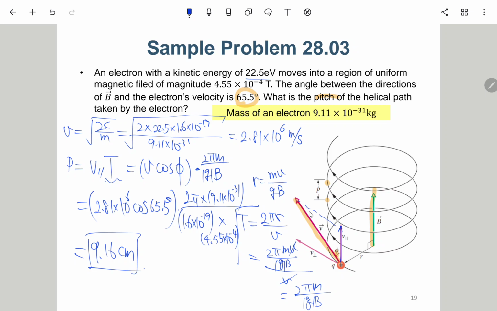What we need to do is distinguish. Okay, this is the V parallel. V parallel and B won't have any Lorentz force because they are parallel to each other. So this one will generate Lorentz force. So this one is related to the circular motion, but this one is related to the z-axis displacement. So this v parallel is actually related to the pitch. Of course, this v parallel multiplied by the period will be the pitch.